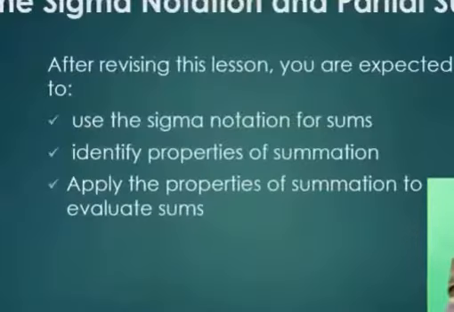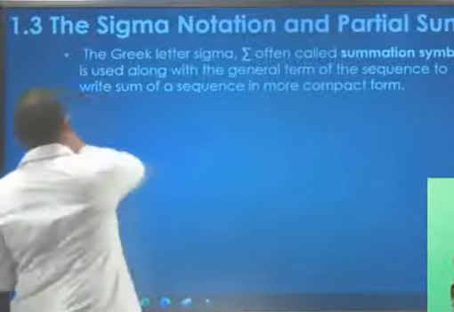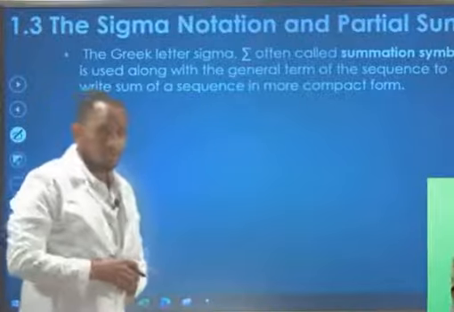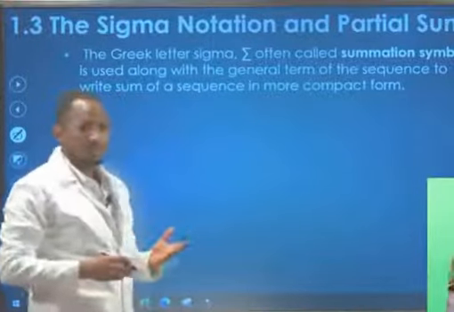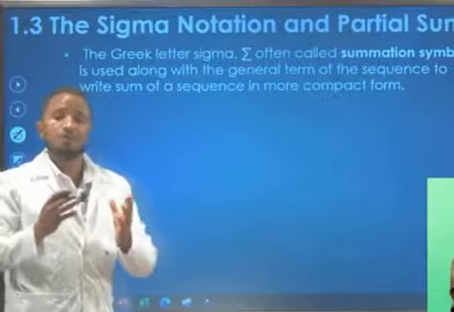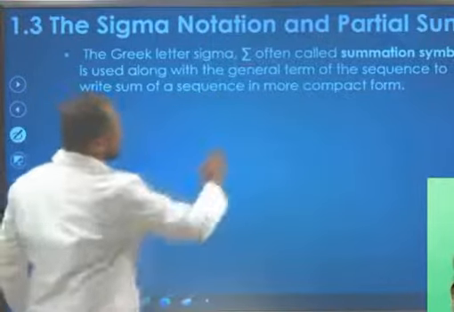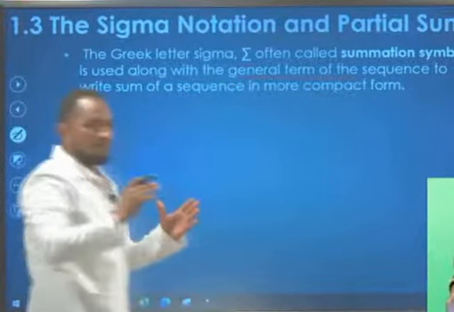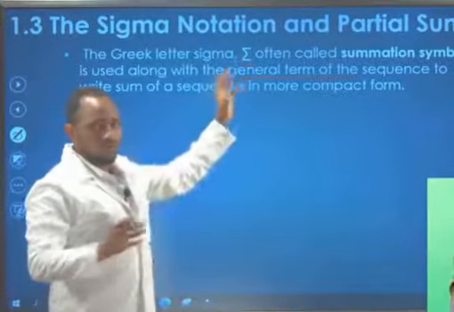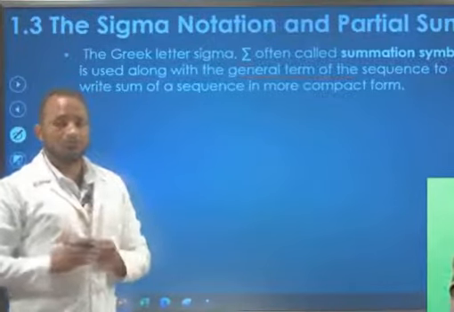Okay, so let's continue the lesson. The Greek letter sigma is often called the summation symbol. We use this summation notation to write sums in a very compact form. This symbol is used to write the general term of the sequence. You may have a general term of the sequence, and using that together with this symbol, we'll write the sum in a very short or compact form.